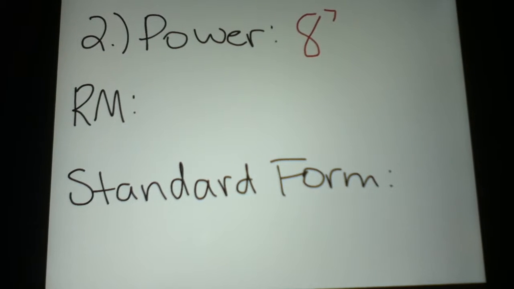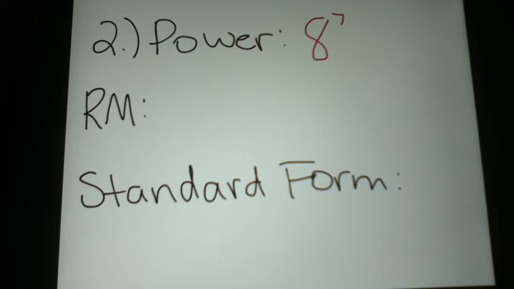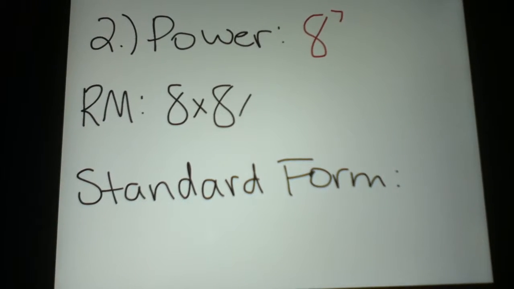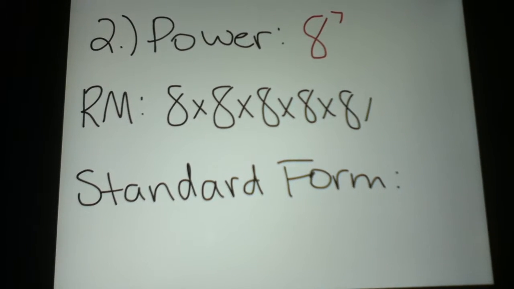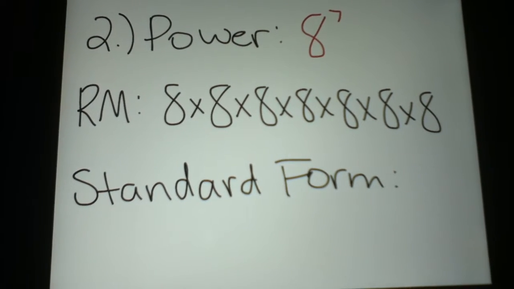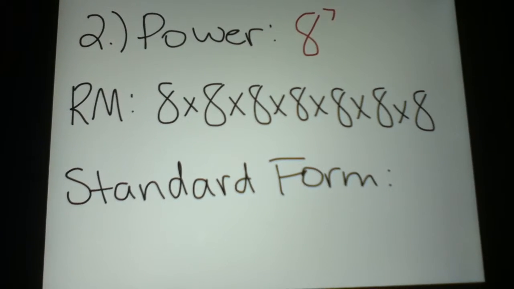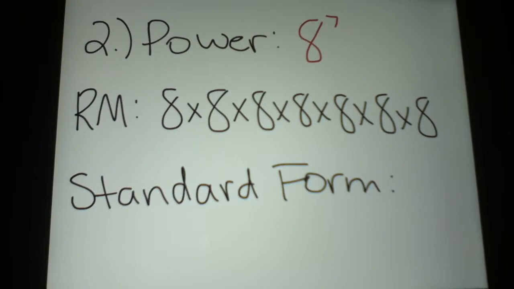Example 2 is 8 to the power of 7. So in this example, 8 is the base and 7 is the exponent. So the repeated multiplication will be 8 times itself 7 times. We then need to find the standard form. Again, this may be hard to do yourself, so you can use the exponent button on your calculator. Standard form for 8 to the power of 7 is 2,097,152.